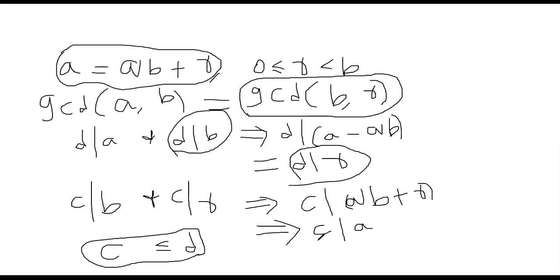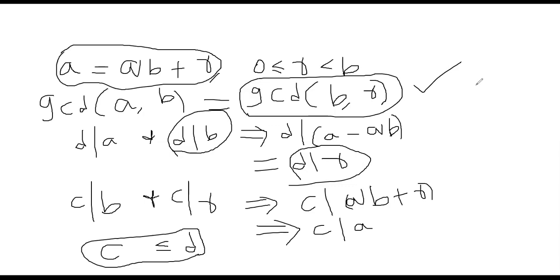So the fact that the number C divides A and C divides B tells us that C must be less than or equal to D, otherwise D cannot be the GCD of A and B. Okay, therefore this property is true. So we can now have a simple algorithm that will recursively call GCD until our R becomes 0. When R becomes 0, we know for sure what the answer is, right?